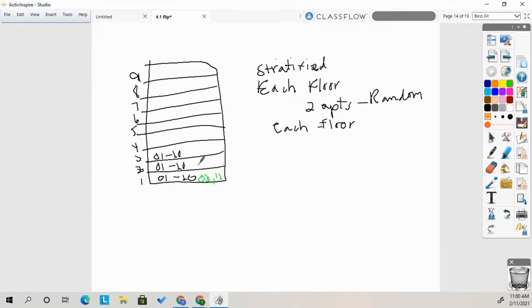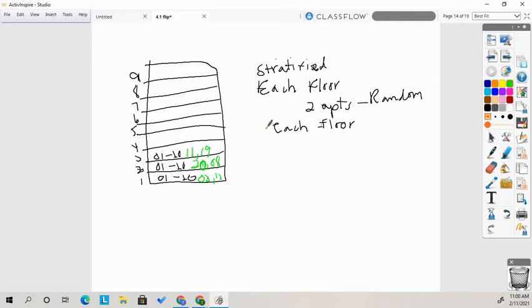Okay, I go to floor 2 and I pick 2 more numbers between 1 and 20 off my table. And maybe those are 20 and 8. And I do third floor, pick 2 more numbers between 1 and 20, and I get 11 and 19. Do you see what I'm doing? So I would do that for each of the floors. That's stratifying. I stratified by floors, and then I'm doing a random sample of 2 apartments in each floor.